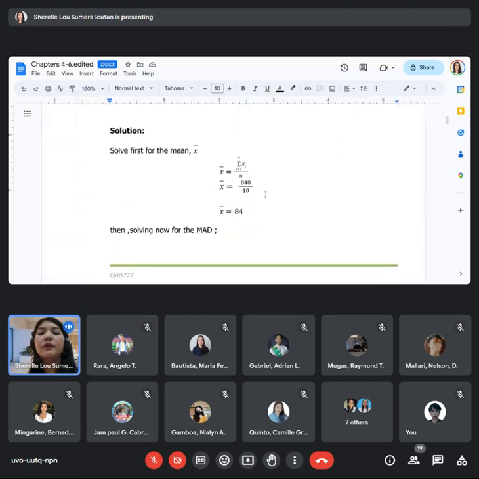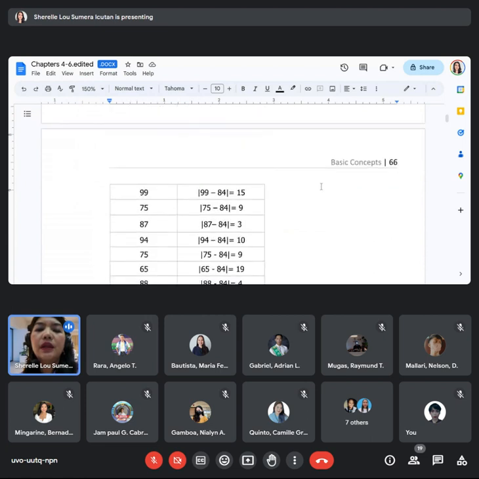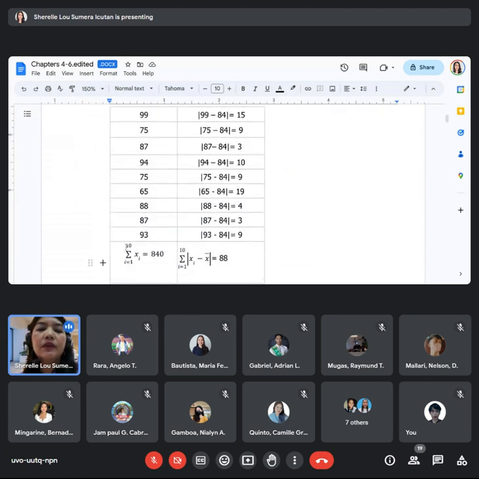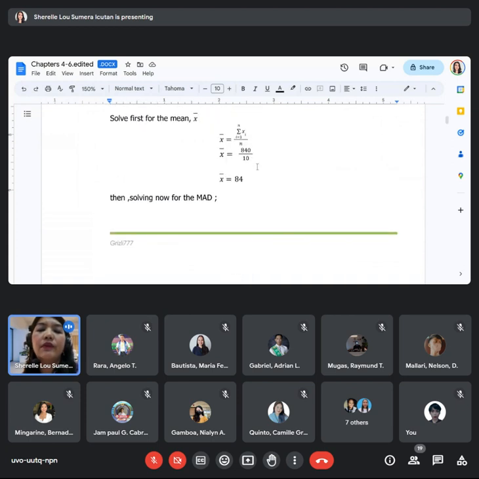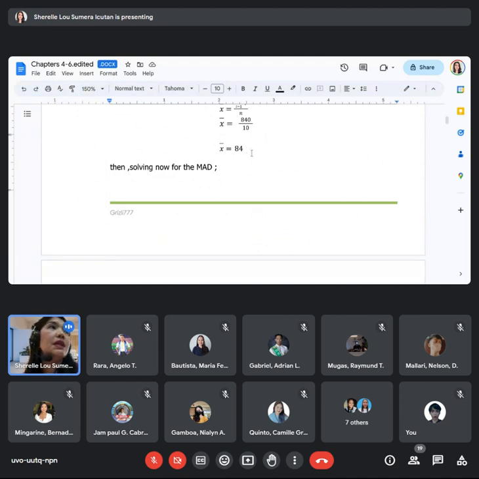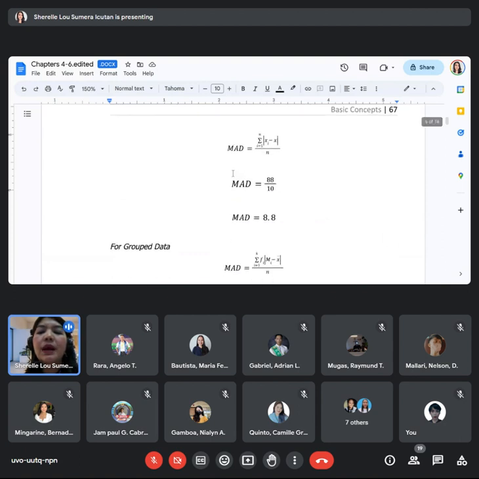So first you have to compute for the mean. So 840, how did you get 840? Add mo lang lahat, no? So 840 yung total and then divided by 10. So it's 84. Then after solving for the mean, what if there is a decimal number here or decimal point? You have to round it off into whole number. So once you have it in the whole number, you can now solve for the MAD.